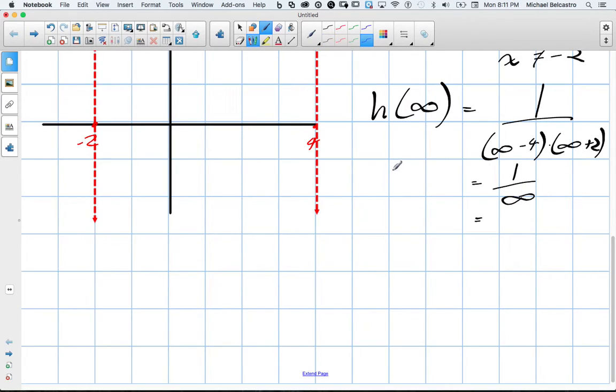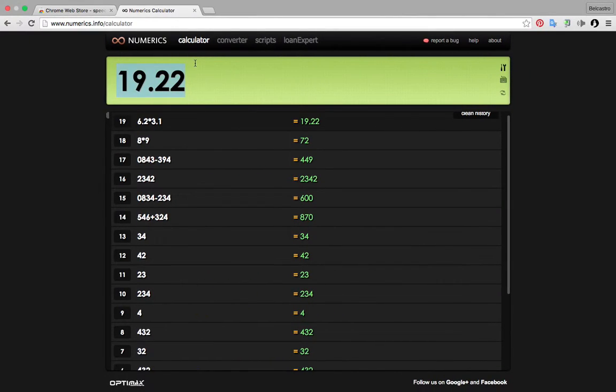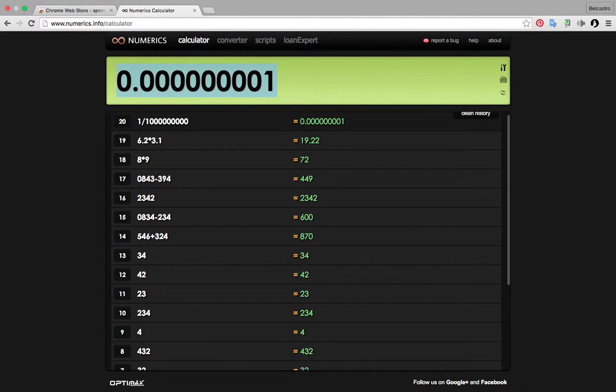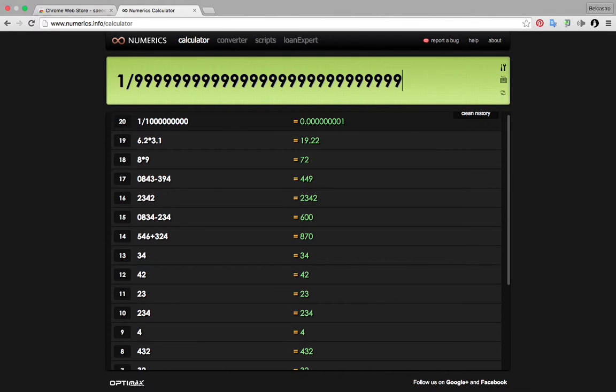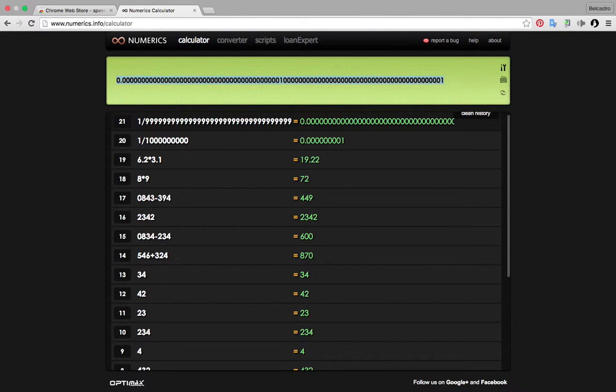In other words, let's play with our calculator here. 1 divided by 10,000 is a super small decimal. And then as that number gets even larger, let's see how far we can go. Whoa, this is a great calculator. Okay, that's good enough. You see how very, very, very small this number is, right?